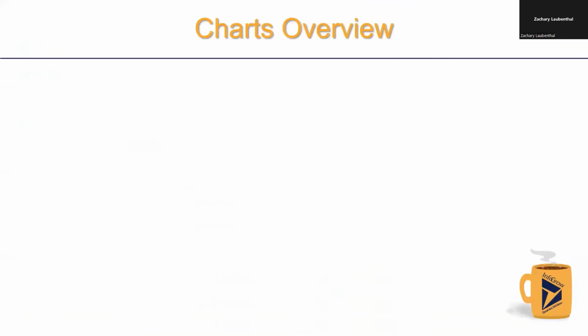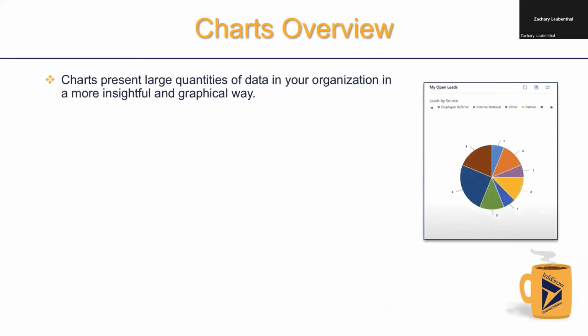Thank you for all that information on views. That was very helpful. Next up, we're going to talk about charts. And what are charts? Charts present large quantity of data in your organization in a more insightful and graphical way. As you can see in our example chart, we have My Open Leads. This pie chart shows My Open Leads by lead source type.